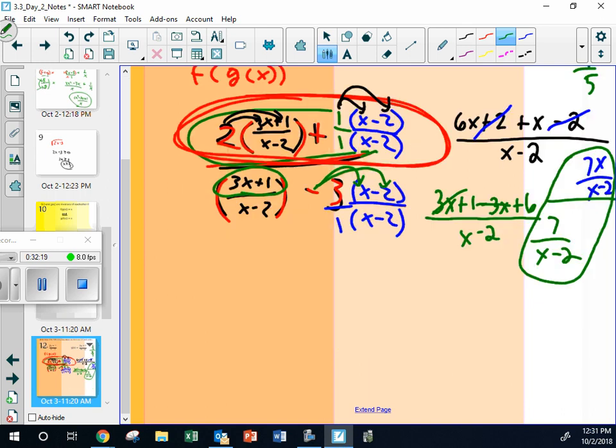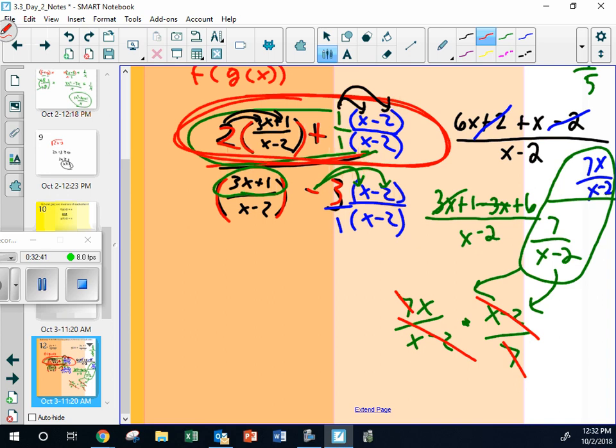But if you understand that, oh, you just flip and multiply. I'm going to bring this down and go 7x over x minus 2 times, I've got to flip the second one now, x minus 2 over 7, that's this guy, so it flipped. And look at that. 7 cancels 7. X minus 2 cancels x minus 2. My answer is x. Now, I'm not supposed to do that all in one step.